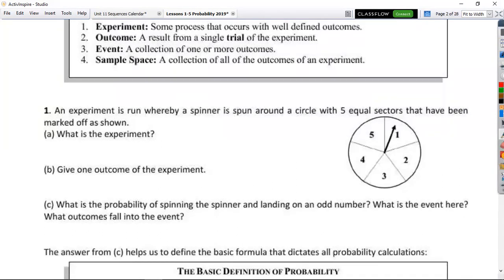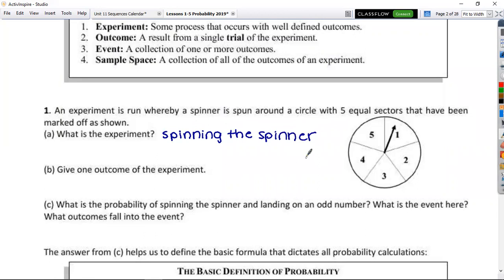So number 1 gives you an experiment is run whereby a spinner is spun around a circle with 5 equal sectors that have been marked off as shown. What is the experiment? What would I say, guys? What's the experiment here? Yeah, just spinning the spinner. Yep. So my experiment is spinning the spinner. I'm spinning the spinner.